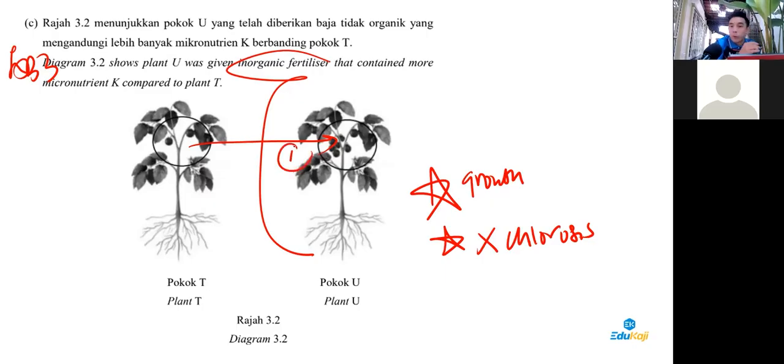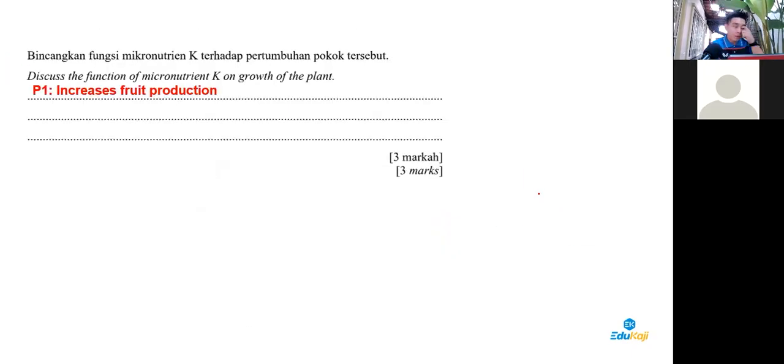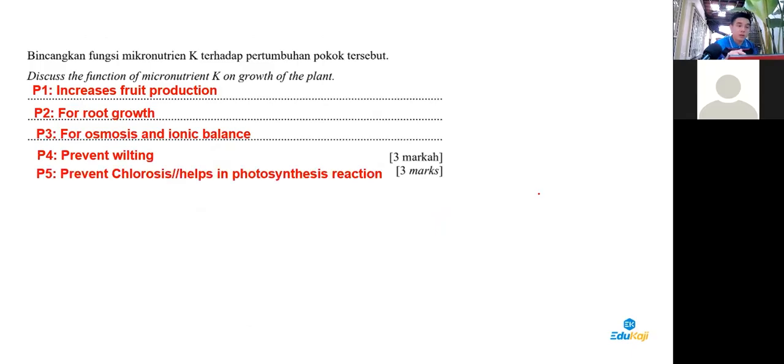1, fruit production, penghasilan buah. Number 2, growth. Number 3, prevent chlorosis. These 3 is enough, lah, guys. They won't ask you for 5 functions. In fact, 3 is excessive. If you ask me, 3 is excessive. Normally, they ask 1 or 2.